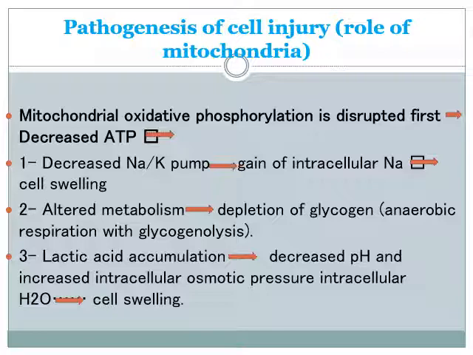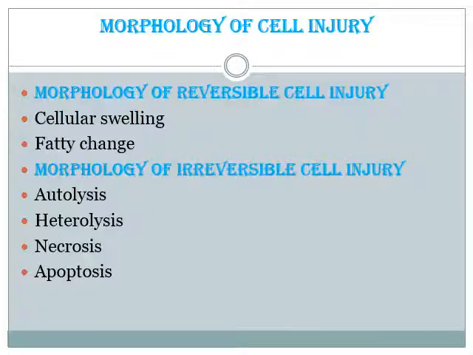Second is altered metabolism. Altered metabolism causes the depletion of glycogen. Third one is lactic acid accumulation. Lactic acid accumulation causes a decrease in pH, increased intracellular osmotic pressure and accumulation of water, which will cause cell swelling.